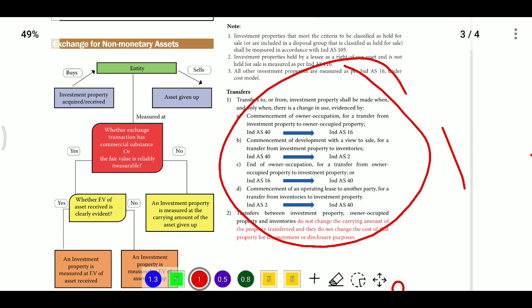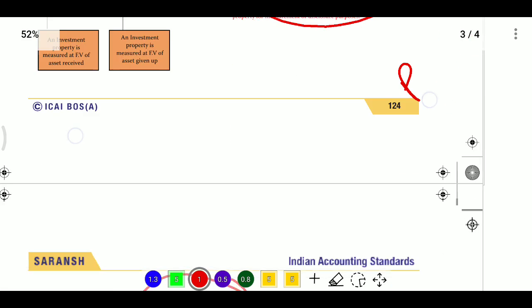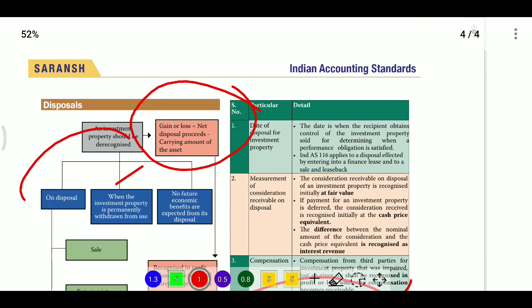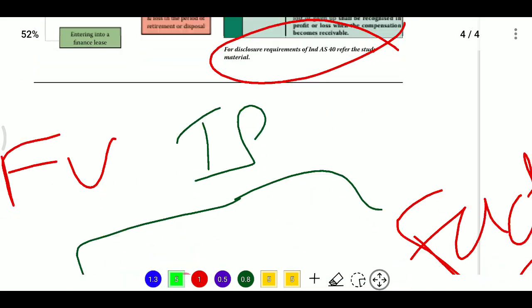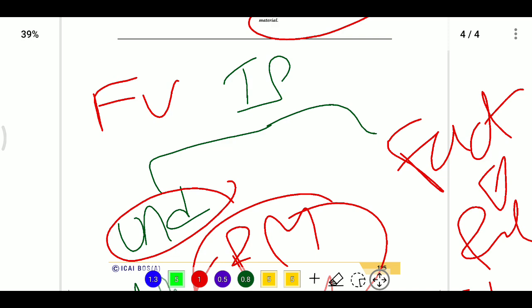This applies only when it is not a change in accounting policy or a prior period error, only due to a change in use of the property. Here the change in use should be actual. If management merely has an intention to change the use, it is not considered a change in use. After that, the difference amount will be charged to the profit and loss account.